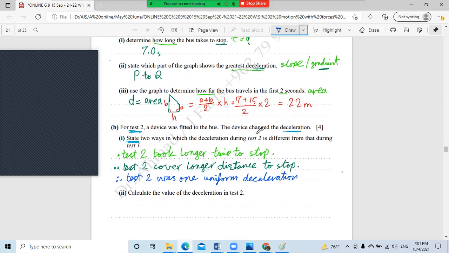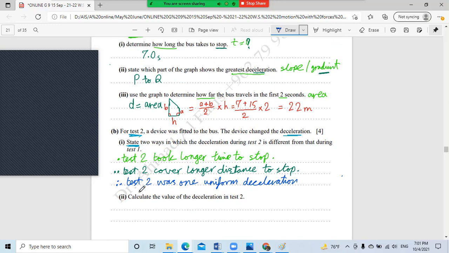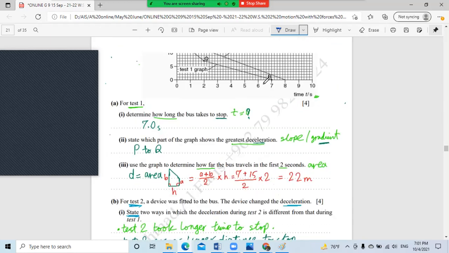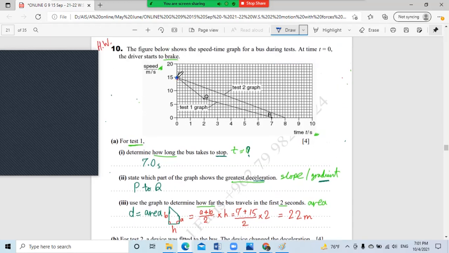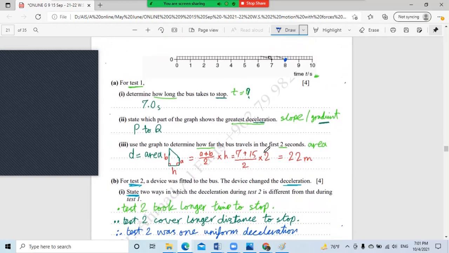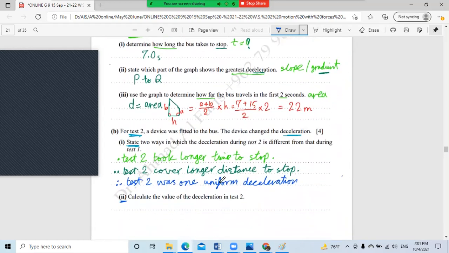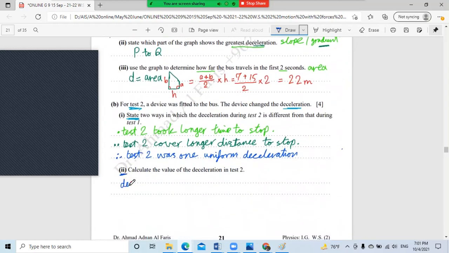Last part in this question. That was your homework. Part double I: calculate the value of the deceleration in test 2 from 0.15 to 8.0. They ask about the gradient of the deceleration here. So the deceleration is equal to the gradient or the slope. It doesn't matter if it's positive or negative because they ask about deceleration, which we know is a negative acceleration, but we are not going to write it down like this. So it's change in velocity divided by change in time.